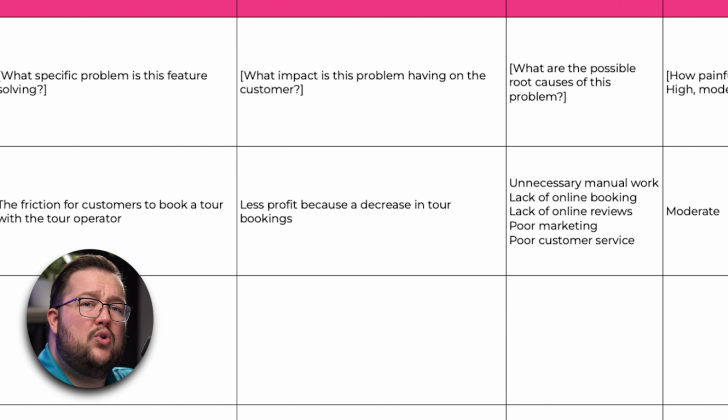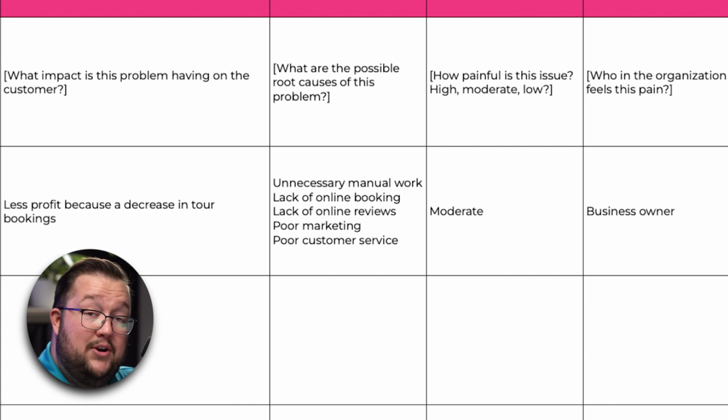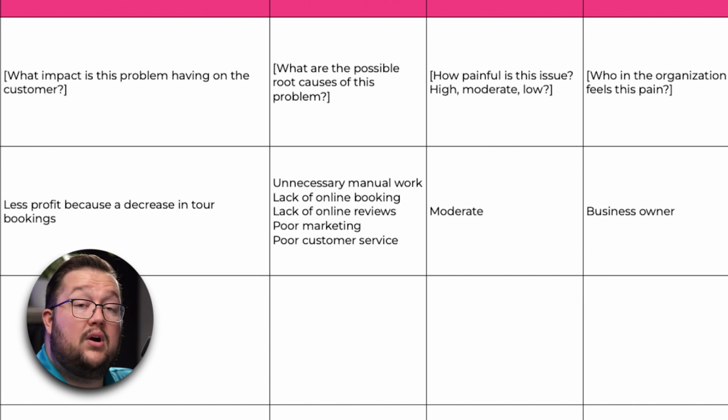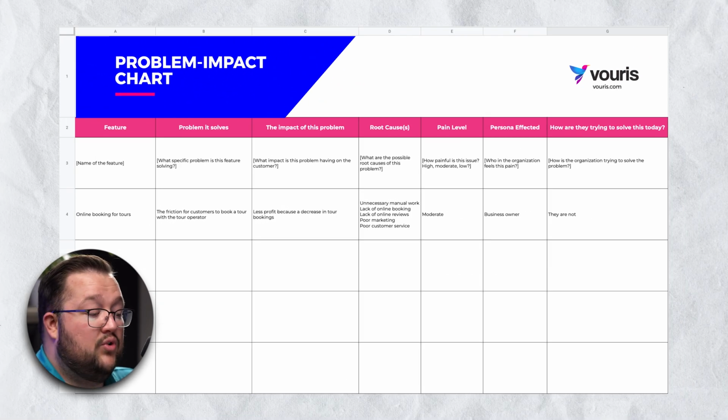So what could the root causes of that problem, a decrease in profit, really be? The first one is unnecessary manual work. The second one could be lack of online booking. Another one could be lack of online reviews and poor marketing, or even poor customer service. All of those things could cause a reduction in profit because they're not optimized. Now, why do we list out all the things instead of just the ones that are relevant to the feature?